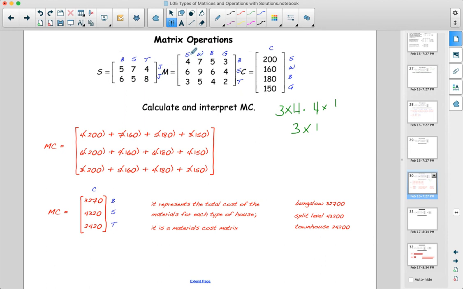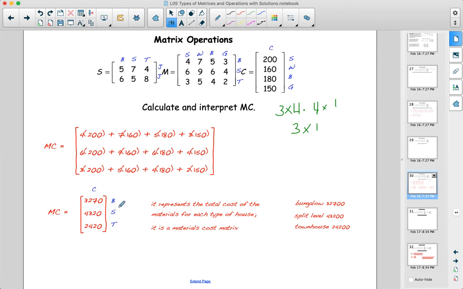this was June, this was July, this was steel, wood, brick, and glass, again, bungalows, split level, and townhouses. And this was our cost for units of steel, wood, bricks, and glass. So what is this matrix representing when we multiply this out? This is a cost matrix, right? And this would be the cost, the total cost of a bungalow.